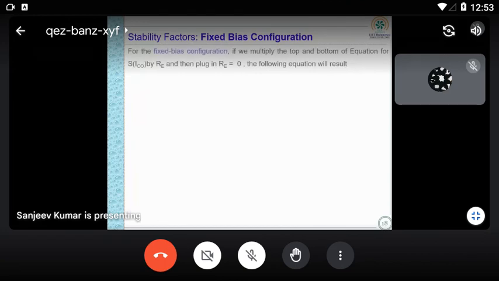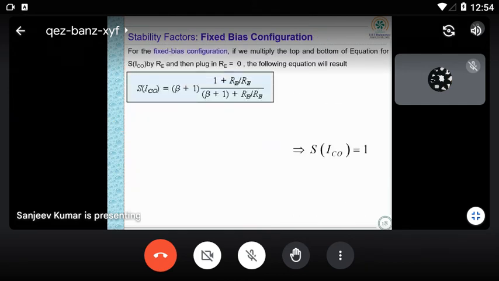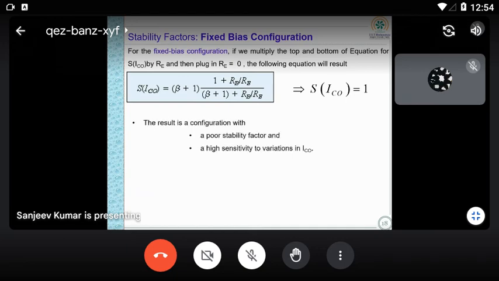Similarly for fixed bias configuration, if you see, no RE is there. So if RE is not there, stability will be only 1 because the RE value is 0. That's why I told you fixed bias configuration has poor stability, so it is not popularly used. It has poor stability and high sensitivity to various leakage currents. In terms of stability, you can select the configuration accordingly.